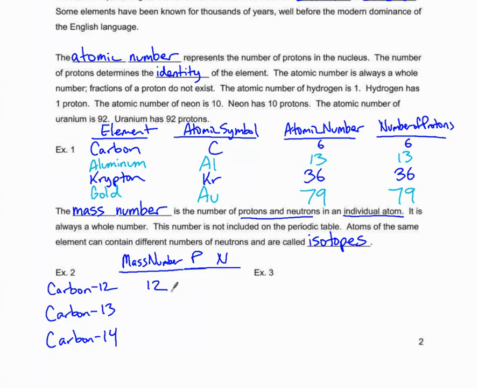If you're looking at your periodic table, find carbon. Carbon has an atomic number of 6, which tells us that it has 6 protons. If there are 12 subatomic particles in the nucleus, and 6 of them are protons, then 12 minus 6 tells us the other 6 are neutrons. For carbon-13, the mass number is 13. How many protons does carbon-13 have? Look at your periodic table. The atomic number is 6.